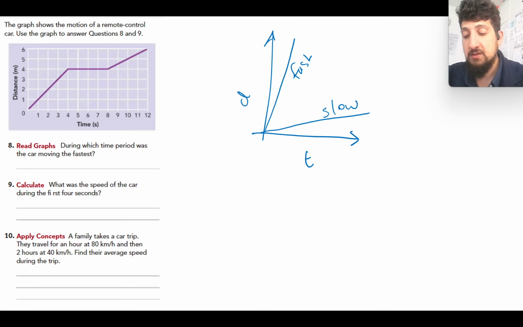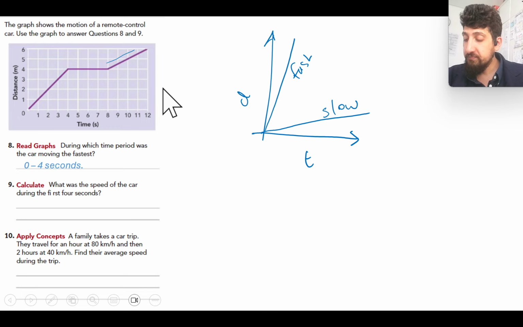Okay, so let's have a look here. This is distance time. Look at this. That's the slope. The slope over here looks like this, and the slope over here looks like this. So it's quite obvious from the slope alone that this part of the graph here is the fastest, and that is 0 to 4 seconds, 0 to 4 seconds.